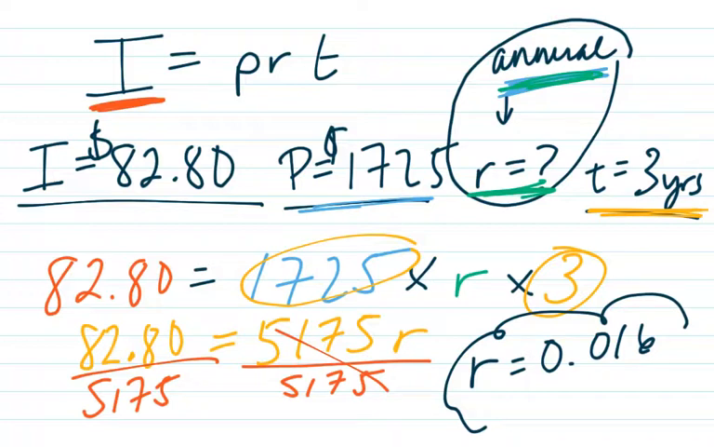We want our rate to be written as a percent, so we multiply that by 100. Our rate equals 1.6%. And again, the process to get from here to here is we multiply by 100. Okay, so let's look at the next one.